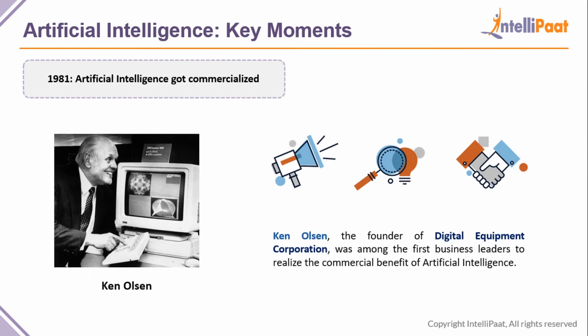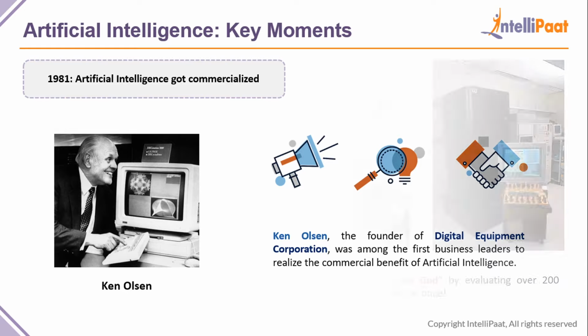And then let's take a quick fast forward to 1981. 1981 is when artificial intelligence got commercialized. So this person called Ken Olsen, you might have heard of him. Ken Olsen is actually the founder of DEC, which is Digital Equipment Corporation, and he was one of the first business leaders to think about making use of AI for a business, to make AI work with the commercial goal in mind. And this was something amazing. And think about this, we're still talking about the 1980s, right?